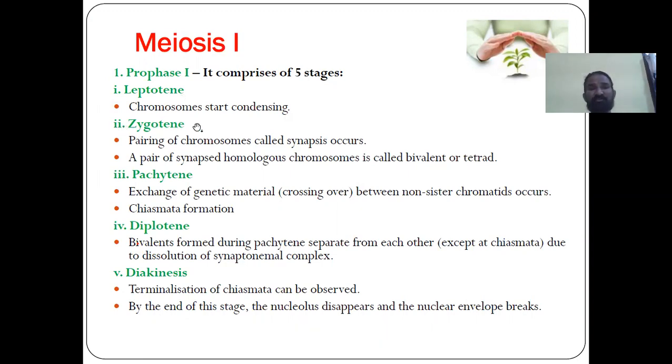Then the stage is zygotene. In zygotene, the pairing of chromosomes called synapsis occurs. The two blue chromosomes attach with each other, and the red chromosomes attach with each other. A pair of synapsed homologous chromosomes is called a bivalent or tetrad. It is called a bivalent chromosome, or it is in tetrad condition, which means one chromosome would have a centromere with four chromatids. That's why it is called a tetrad condition.